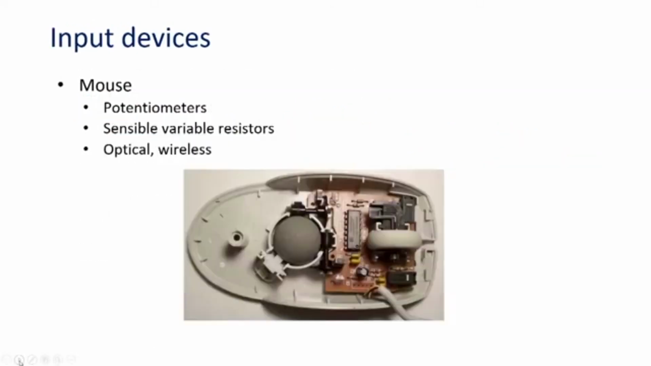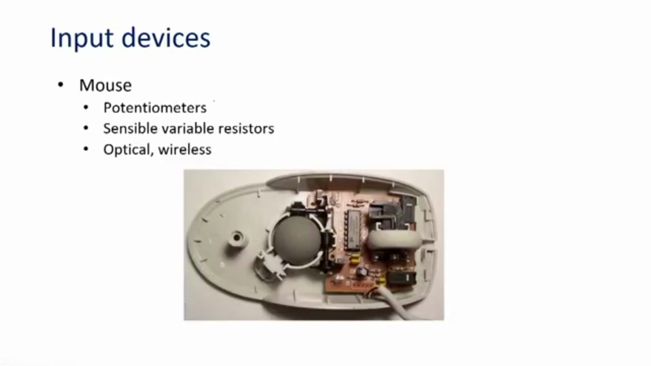Now, let us have a look at various input output devices which are being used in the CAD. So, we are using the mouse, which is a very basic element. We are also often using it when we are dealing with the computers. The earlier mouse technology was based upon the potentiometer or sensible variable resistors, but nowadays we are using the optical mouse and the wireless technology.